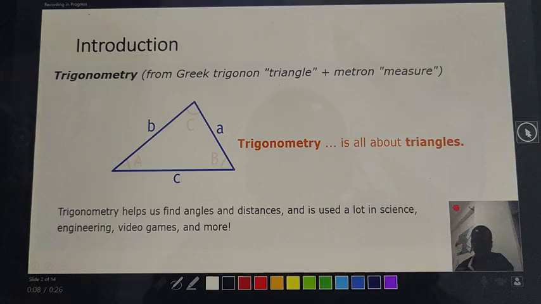Basically, trigonometry was borrowed from Latin. There are two Greek words there, trigonon and metron. Trigonon means triangle, and metron means measure. In other words, we are going to use a triangle to measure distances and angles. So trigonometry helps us find angles and distances, and it is used a lot in science, engineering, video games, and of course many more areas.